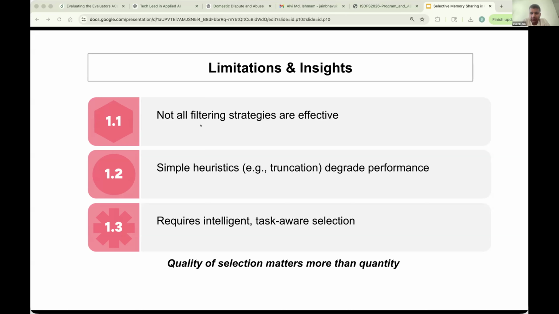The problem is not reducing information, it's selecting the right information. Third, effective selective sharing requires intelligent task aware selection, and the system needs to understand what is relevant in the context of the task. So, if we summarize the main takeaway, quality of information matters more than quantity. And this also highlights an important direction for future work, designing better memory controllers and possibly learned or adaptive mechanisms to identify what should be shared.